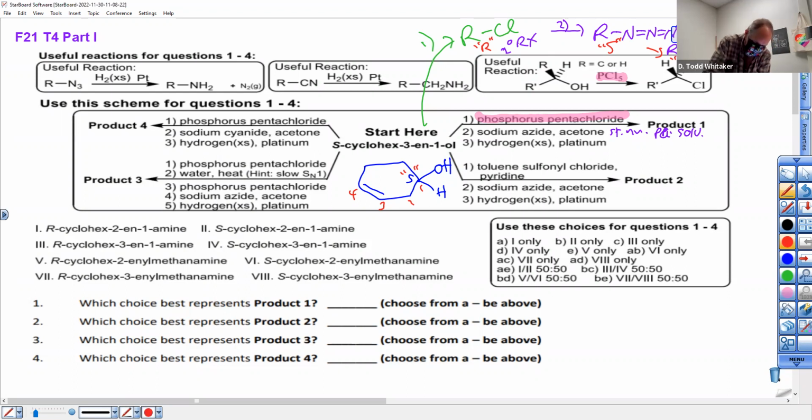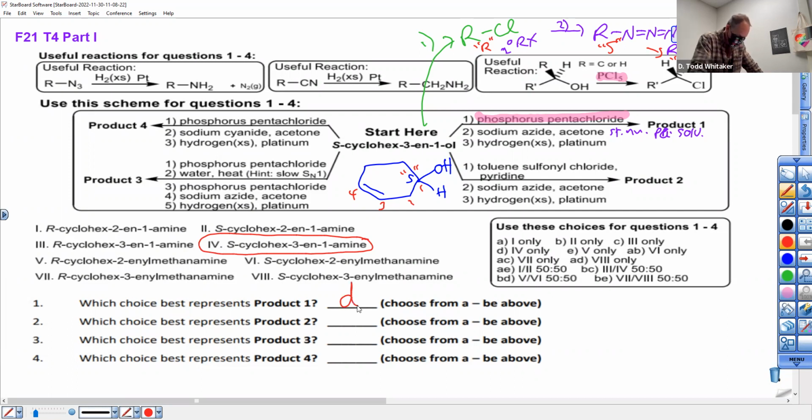It's an amine. I want to pick an amine that has pretty much the same name as my alcohol, except it's not OL at the end, it'll be amine at the end. And it better have S in its name. So which of those molecules has the double bond between 3 and 4 and the amine on 1 and an S stereocenter? This one, right? Yeah. So IV only. D.